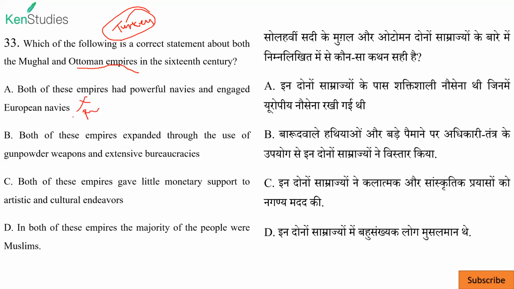So the first statement is incorrect. Second statement: both of these empires expanded through the use of gunpowder weapons and extensive bureaucracy. Yes, this statement is true. Now, option C: both of these empires gave little monetary support to artistic and cultural endeavors. No, in fact, the Mughal Empire gave so much devotion to artistic and cultural endeavors. So it is not correct. Next, in both of these empires, the majority of the people were Muslims. No, the Ottoman Empire had a Muslim majority, but in the Mughal Empire in India, it was not so. So B is the correct answer.